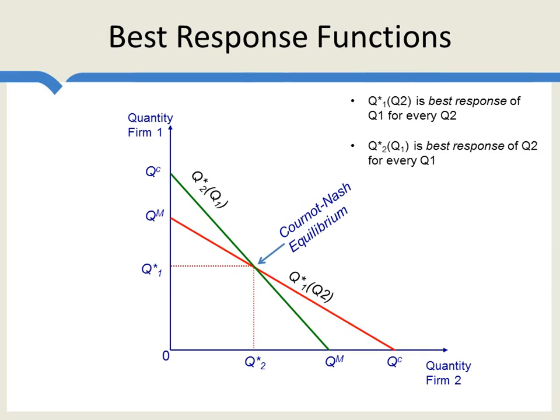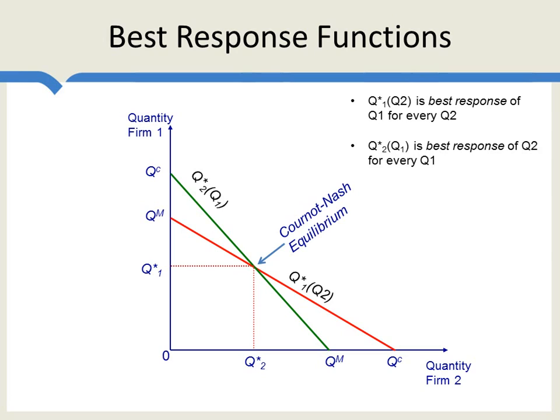Nash, because Nash was later able to generalize this and show that in games of this kind, there's always an equilibrium like this. Cournot gave the first example of such an equilibrium. Cournot also showed the conditions under which this equilibrium is stable, and he gave a dynamic argument for the stability.